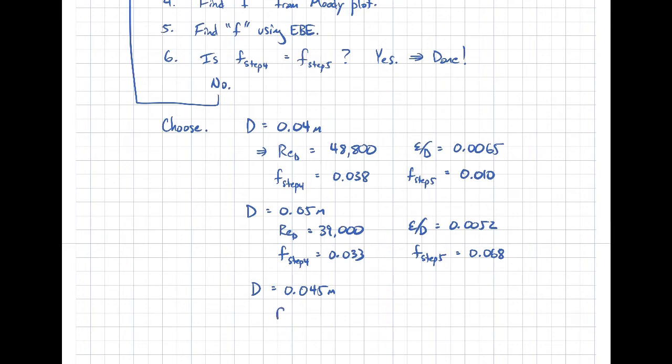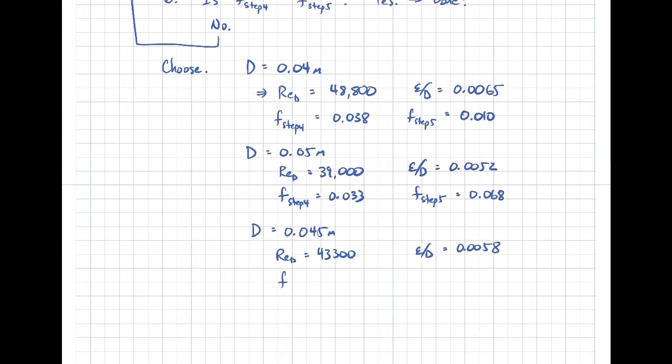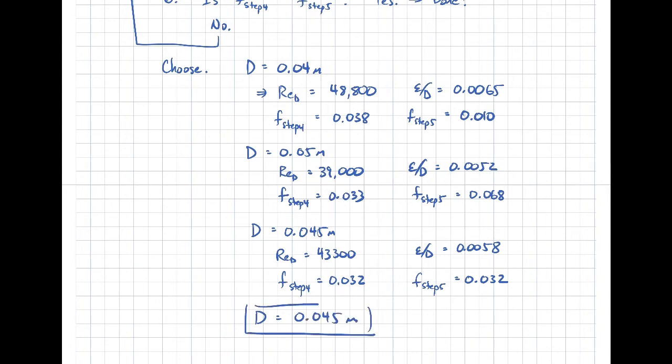0.045. Here the Reynolds number is 43,300. Relative roughness 0.0058. Friction factor then from the Moody plot, so that's step 4, is 0.032. And then the friction factor from the extended Bernoulli equation at step 5 also came out to be 0.032. So now they're both equal, so now I know that the diameter I need is 0.045 meters. Okay, so that's the approach using this iterative scheme.